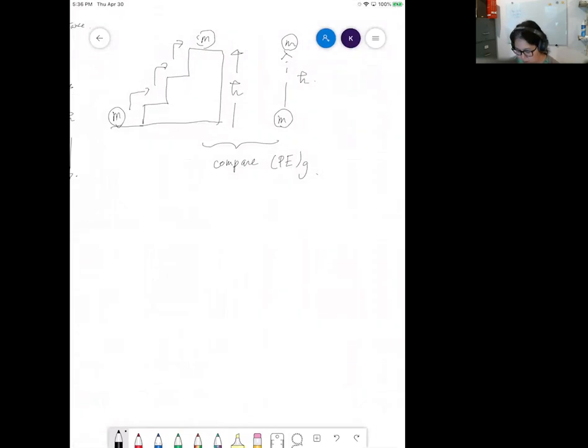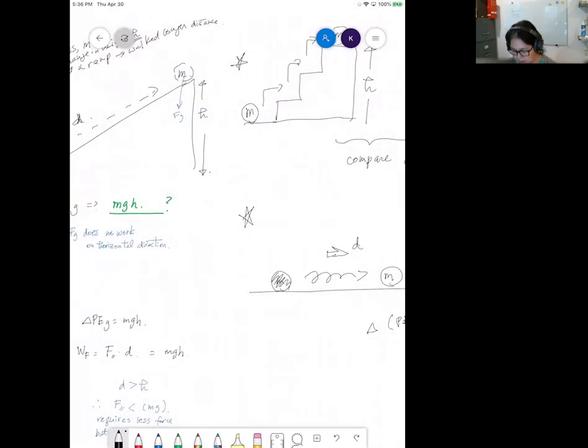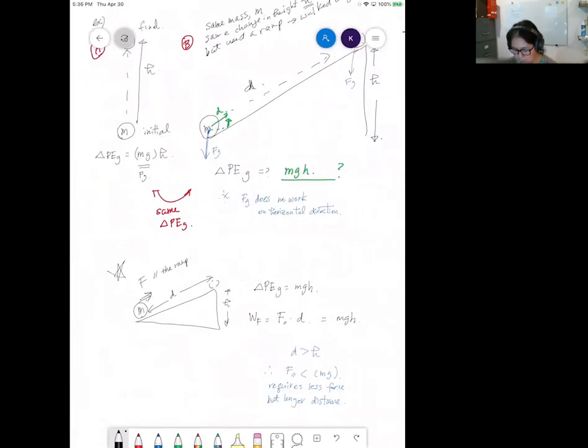How about this? Same mass m, now it's moved for a longer distance d. What is the gravitational potential energy? In this case, it moved for a distance d. So these are the questions. And then this one too. You should be able to understand this.